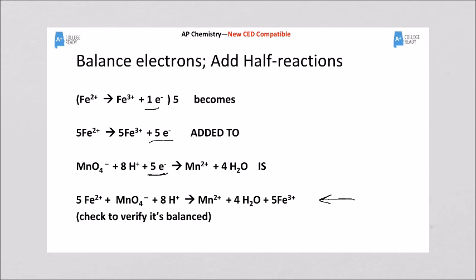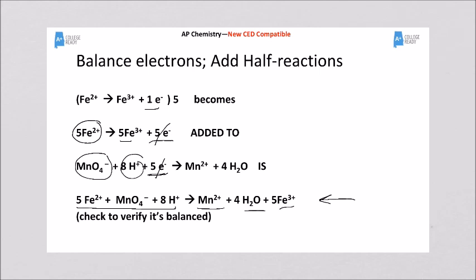You just have to be careful, and you could even circle them. Once these cancel for electrons, circle all the reactants and make sure you don't forget something and all those end up on the reactant side. And then maybe you could underline products or however you want to do it, but make sure you end up with all the products.